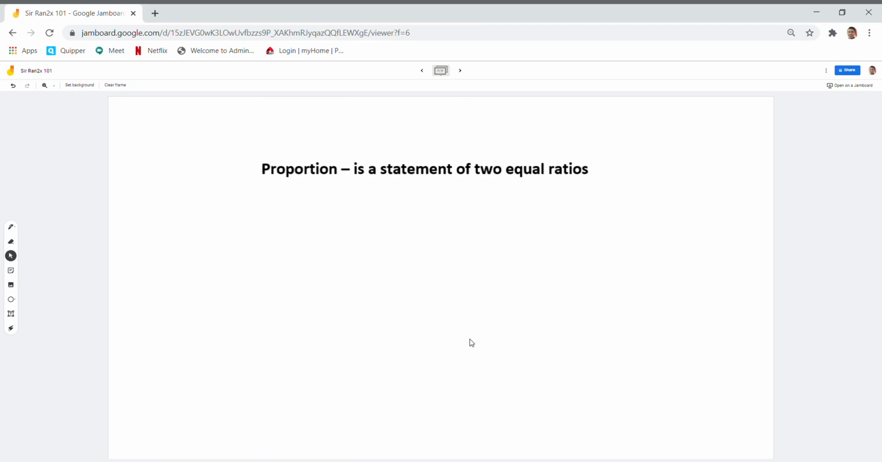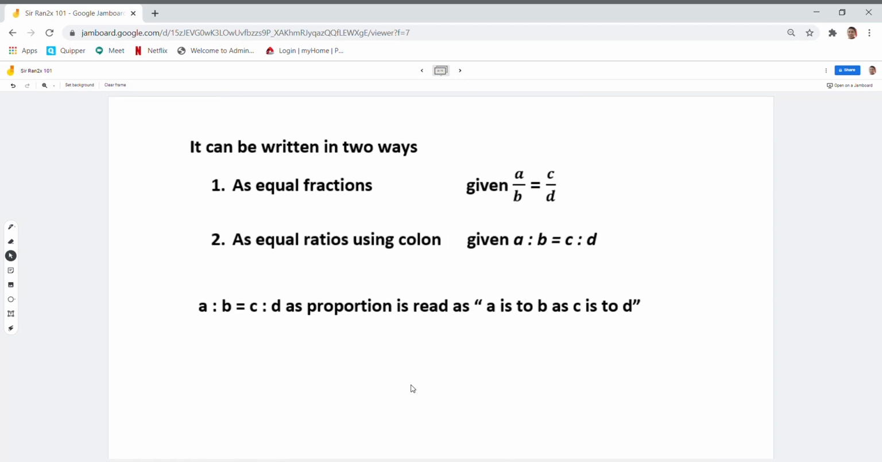Okay, now what is proportion? Proportion is a statement of two equal ratios. Take note, two equal ratios. So there must exist two ratios that are equal before we call it a proportion. Now, it can be written in two ways: as equal fractions and as equal ratios that use a colon. For example, as equal fractions, you have a/b = c/d, or using colon, a:b = c:d.